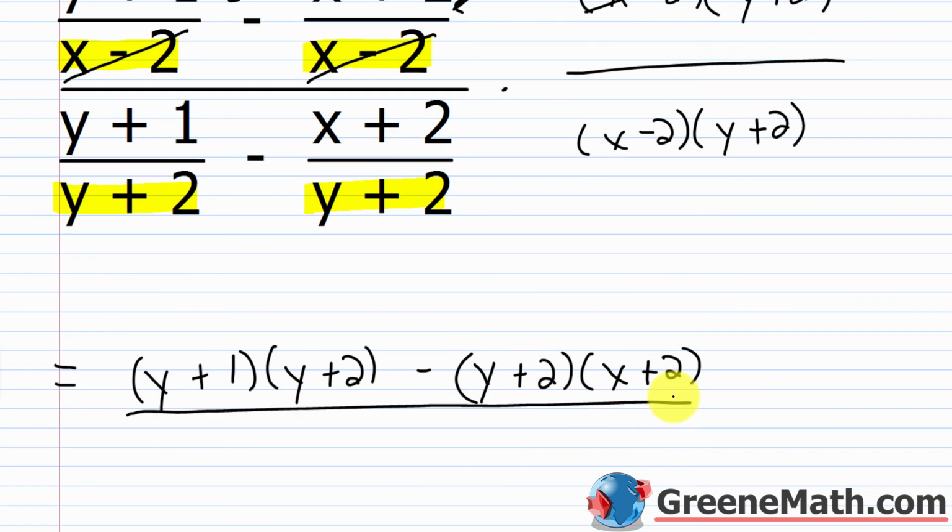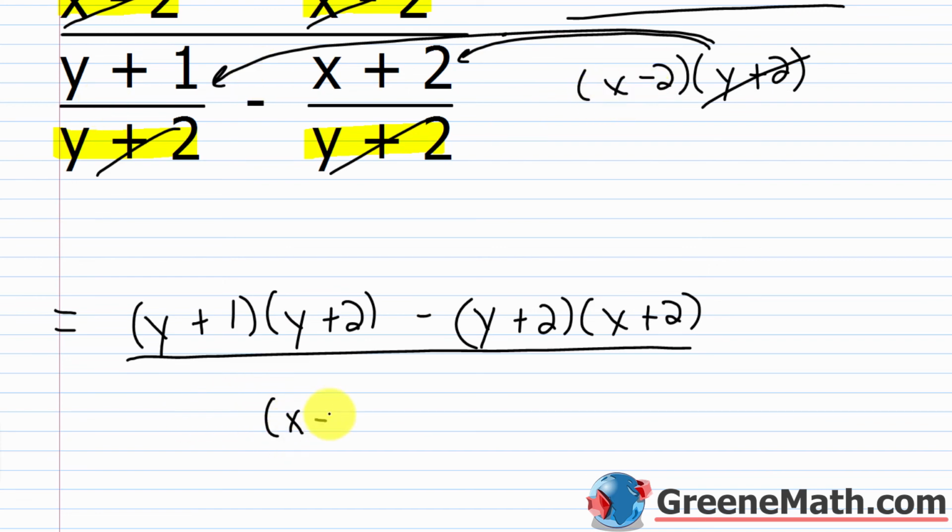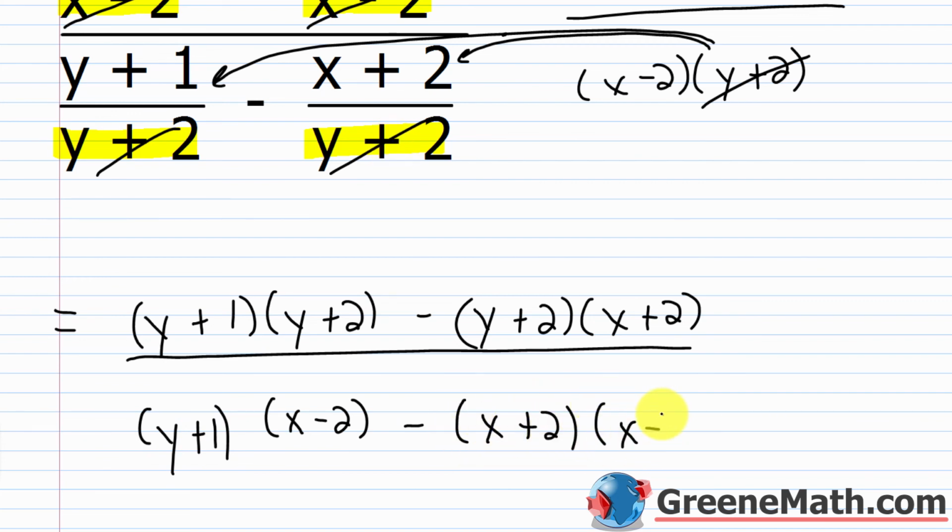All right, then this is over. For the next one, in a similar way, the y plus 2 is going to cancel here and here, right, when I do the multiplication to each. So I'm going to be left with x minus 2 times y plus 1. And then minus. In this case, I'll have x plus 2 and then times x minus 2.